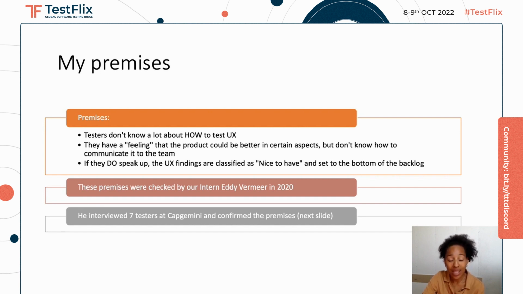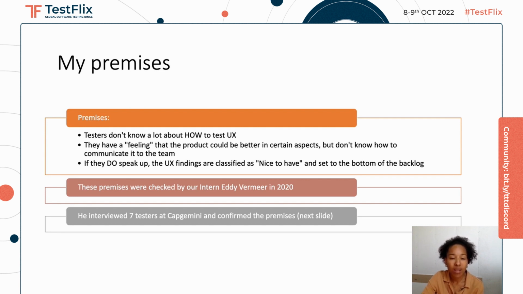Well, this is how I came up with the idea. During my career as a tester, I have seen that other testers, because of course I have a background in interaction design, but other testers don't, don't really know a lot about usability. We have been educated in a master class; before you start testing, you learn how to test, but we don't learn a lot about usability testing or other UX techniques like accessibility testing, for example. So the testers don't really know how to test it, so that's my premise number one.